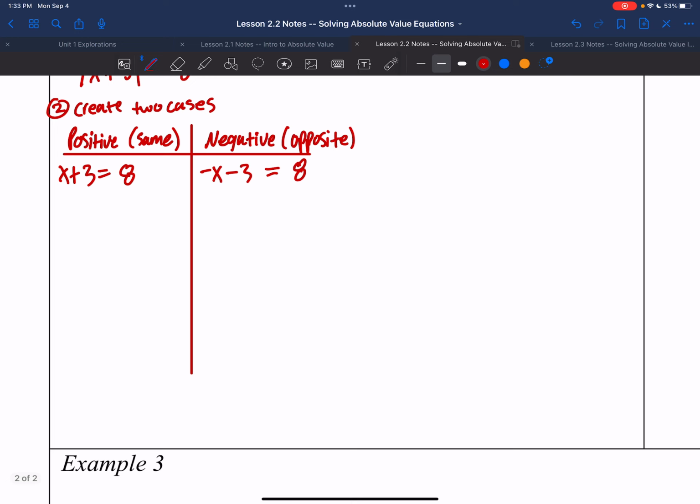Now that you've set up these two equations, you can solve them. I see on the first side, x plus 3 equals 8. Well, I just subtract 3 from both sides. I get x equals 5. And that's beautiful, right? I found my answer there.